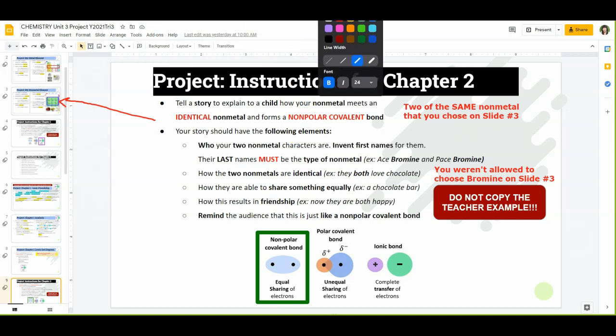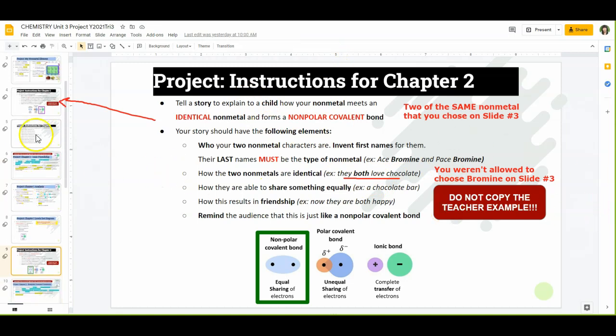What you're going to explain is a trait or a characteristic or something about them in which they are identical. Remember, it is just a children's story, so it can be something silly. For example, they both love chocolate. You don't need to give me actual traits of your nonmetal. It's a story, so it should be something that's pretend, right? In my example, Ace Bromine and Pace Bromine both love chocolate. Again, do not copy my example. Come up with your own thing.